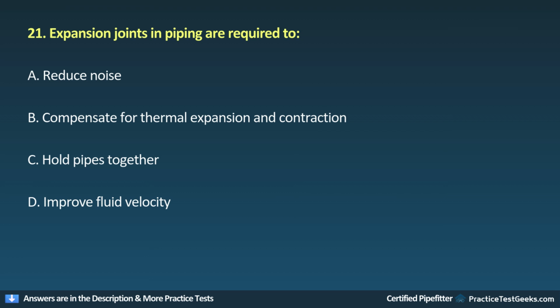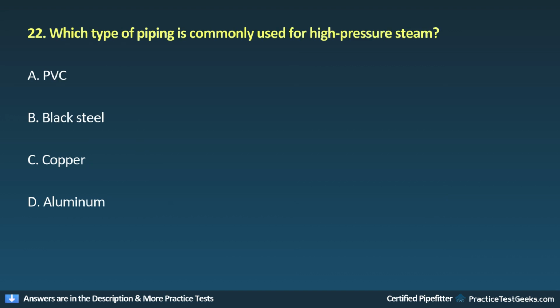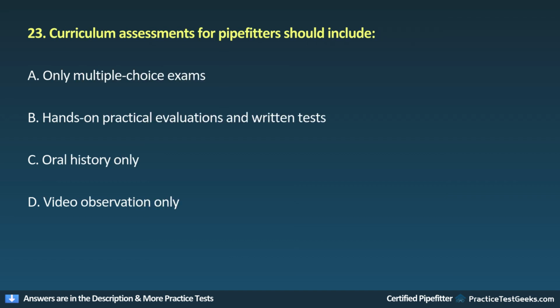B. Compensate for thermal expansion and contraction. C. Hold pipes together. D. Improve fluid velocity. 22. Which type of piping is commonly used for high-pressure steam? A. PVC. B. Black steel. C. Copper. D. Aluminum. 23.